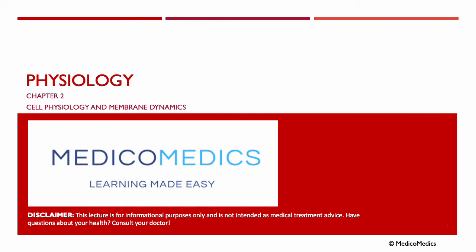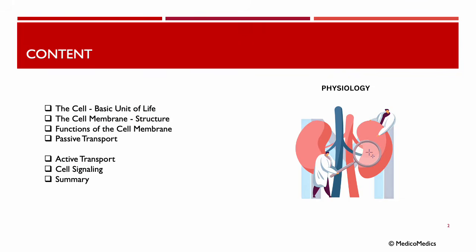Physiology, Chapter 2, Cell Physiology and Membrane Dynamics. In this lecture, we will discuss the cell, which is the basic unit of life, present the cell membrane, talk about functions of this membrane, present the concepts of passive transport and active transport, cell signaling, and end with a summary.